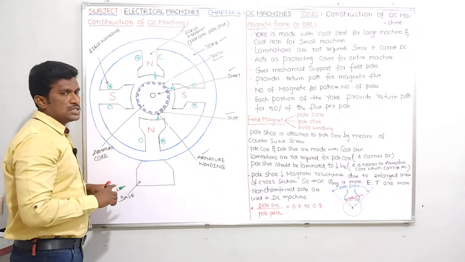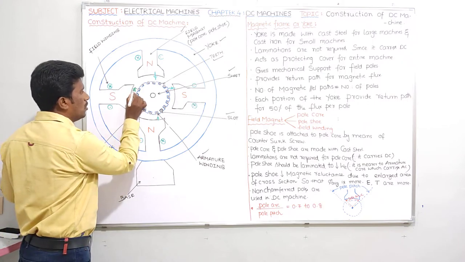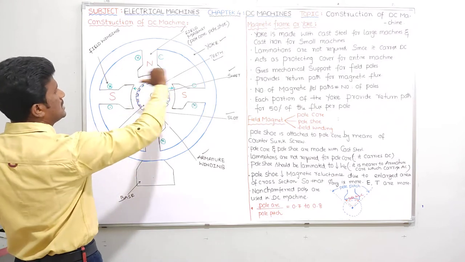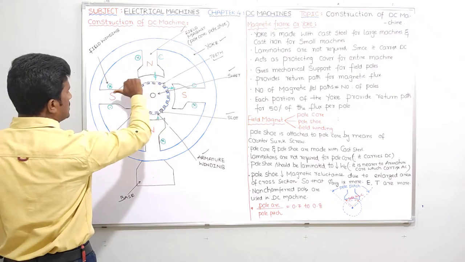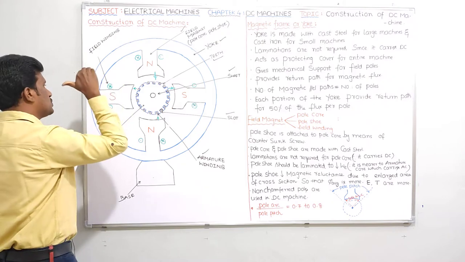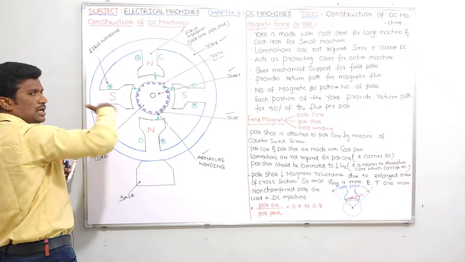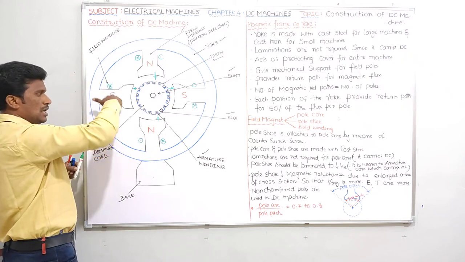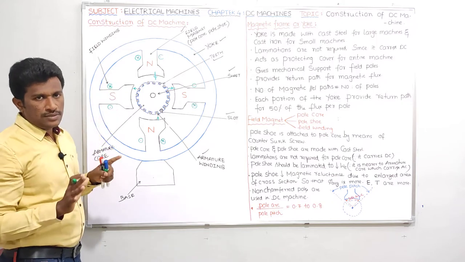Similarly, here is a south pole, guys. South pole means, as I said, flux lines will be coming towards the south pole surface. If I want the direction of flux lines like this, this thumb indicates the direction of flux lines. For that, what might be the direction of field current? It has to enter here, it has to leave here. Entering means into the board, cross; leaving from the board means dot. Here cross, here dot.